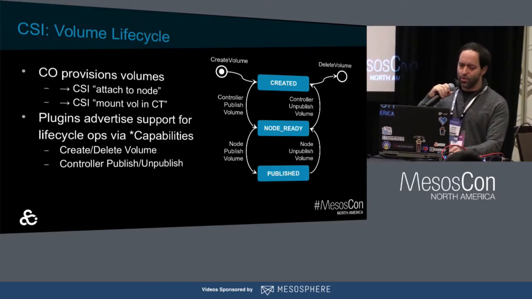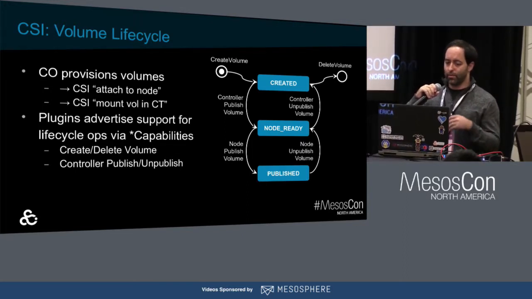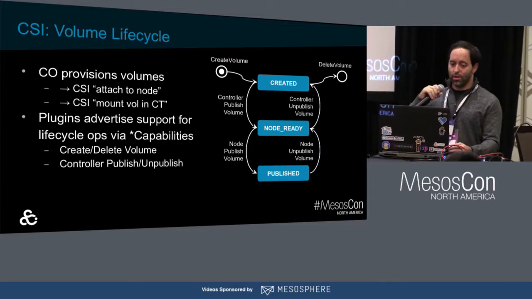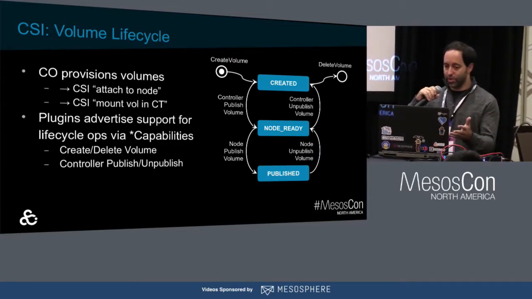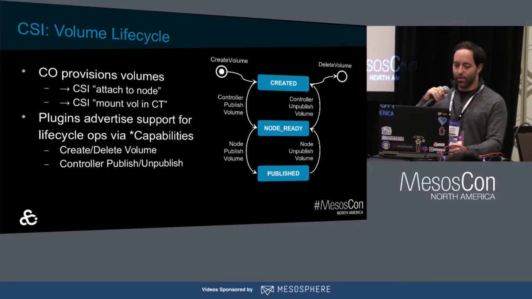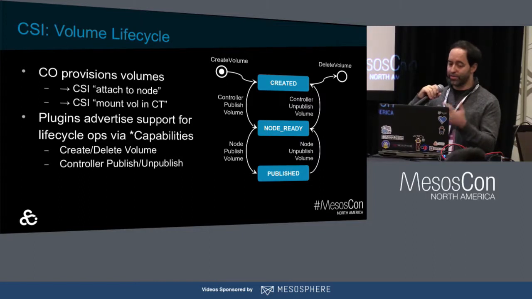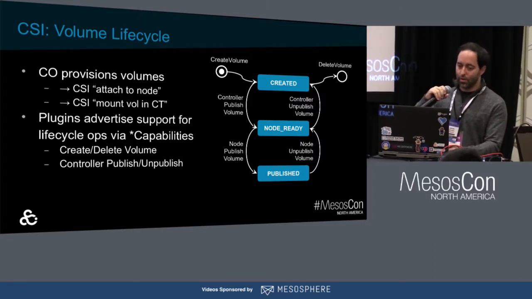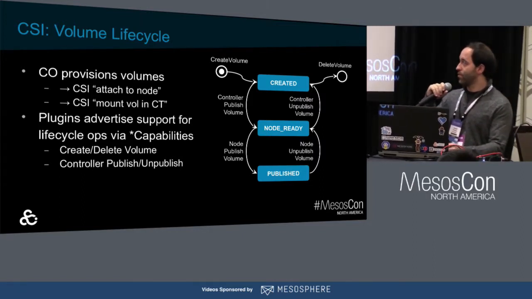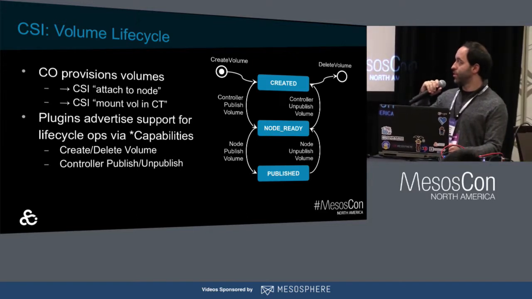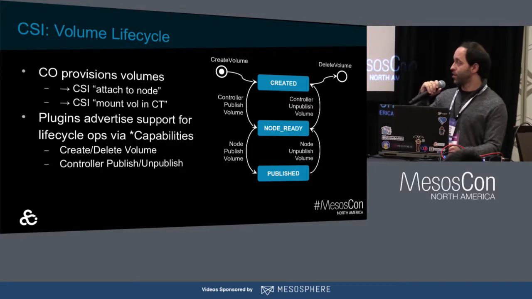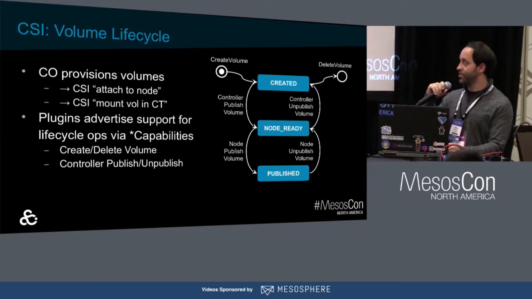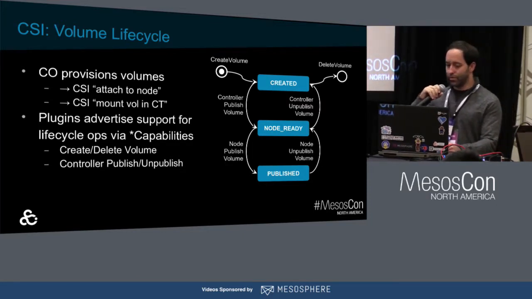So a container orchestrator will invoke a create volume call. It will invoke the controller publish volume call, which is like saying attach to a node, for example. It will invoke the node publish volume call, which is kind of like saying, hey, I want to mount this volume. So plugins advertise support for these lifecycle operations through capability RPCs. And a couple examples of those RPCs are the create and delete volume RPCs and the controller publish and unpublish RPCs.